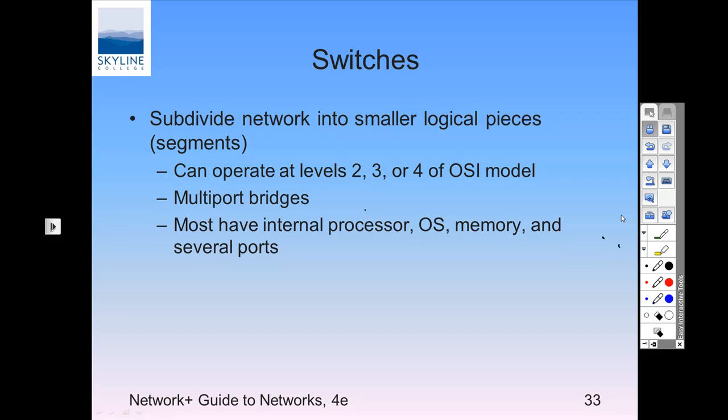Switches subdivide the network into smaller logical pieces. Can operate at layers 2, 3, or 4 of the OSI model. Can be called multi-port bridges. The layer 3 switch does a similar thing to a layer 2 switch, except instead of memorizing MAC addresses, it memorizes IP addresses, so that it knows where to send those things. Have internal processors, memory, and several ports. Sorry? Does it do both, or just one of them? It can do both. It can do either.